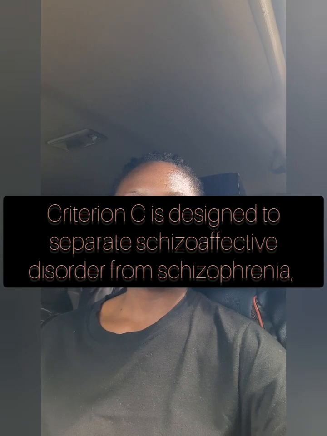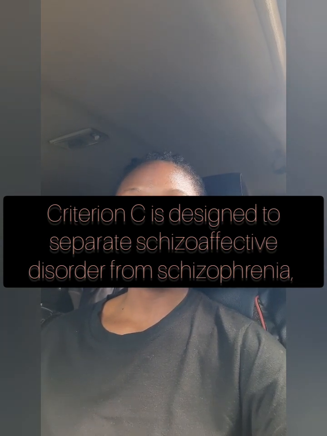So let's see, criterion C is designed to separate schizoaffective disorder from schizophrenia because of the duration of the mood disorder. With schizoaffective disorder, you need a long-term period, six months plus, of mood disorder. With schizophrenia, it can be less. I would say in schizophrenia the dominant feature is the psychotic; the mood is there, but it's not as dominant.